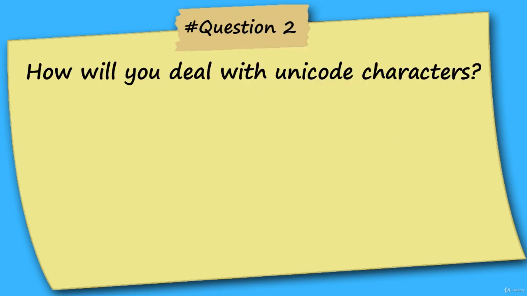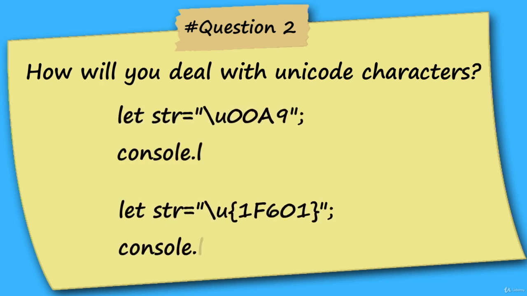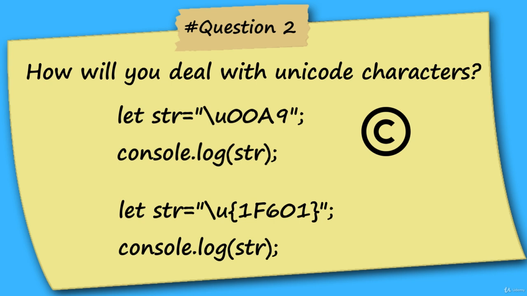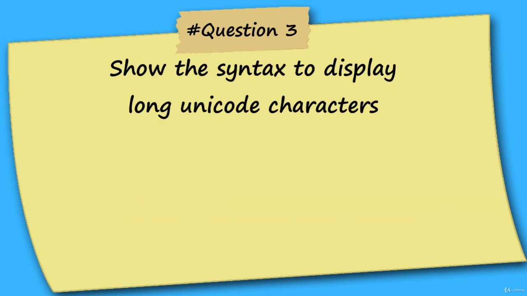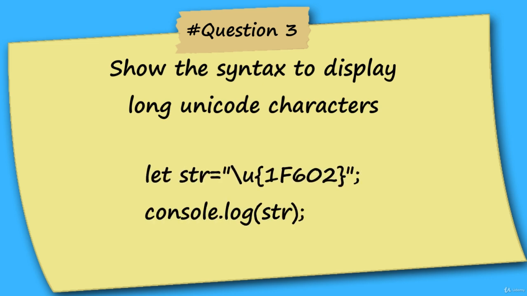The second question is, how will you deal with Unicode characters? So this is how you deal with Unicode. You use \u, like here we have displayed the copyright character, and in this code, we are displaying a smiley. So this is a way to display a Unicode character. The third question is, show the syntax to display long Unicode characters. So in this code sample itself, you see that we need to use the curly brackets when we have to display the long Unicode character.